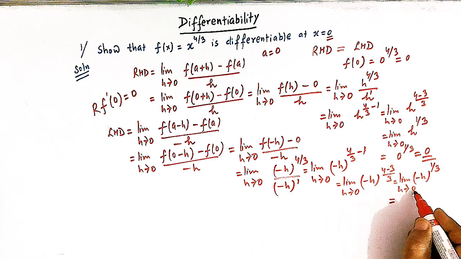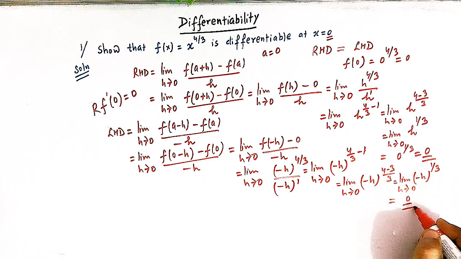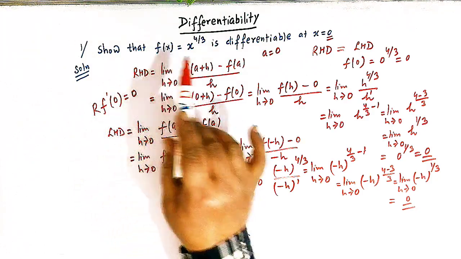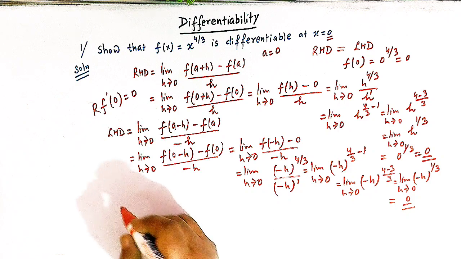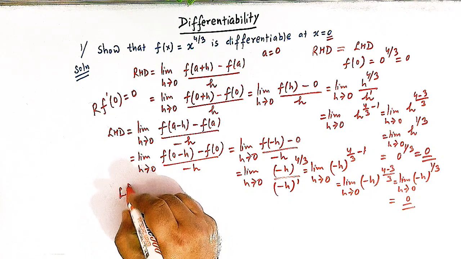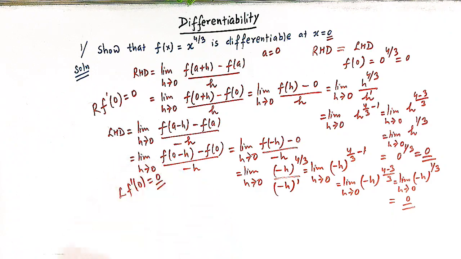Now taking h equal to 0 here, this expression goes to 0. So the left hand derivative of this function at x equal to 0, denoted by L f prime of 0, is also equal to 0.